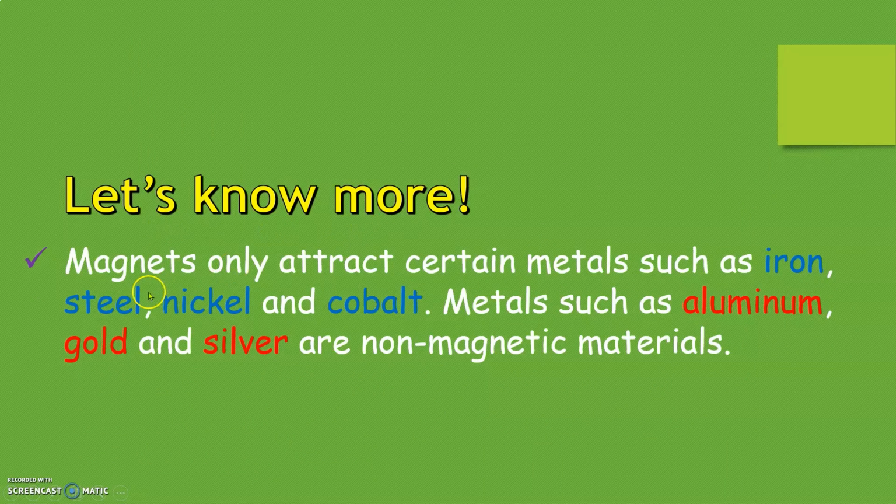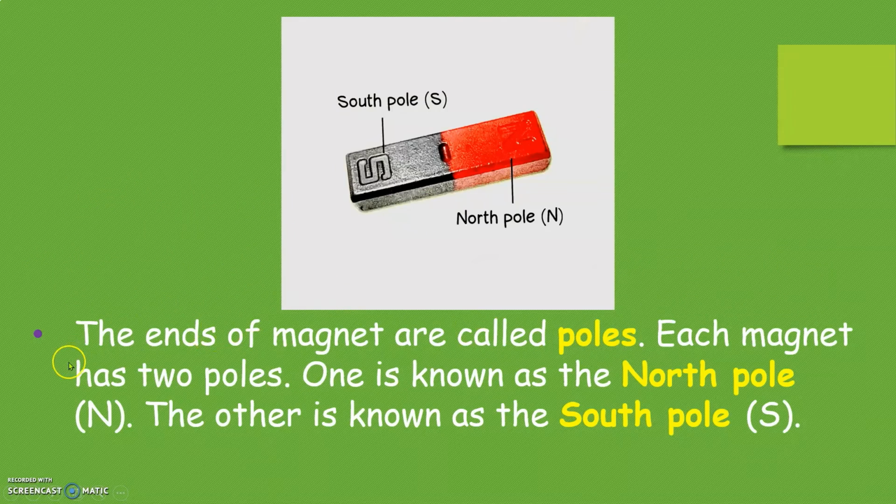Let's know more. Magnets only attract certain metals such as iron, steel, nickel, and cobalt. Metals such as aluminum, gold, and silver are non-magnetic materials. The ends of a magnet are called poles. Each magnet has two poles. One is known as the North Pole. The other is known as the South Pole.